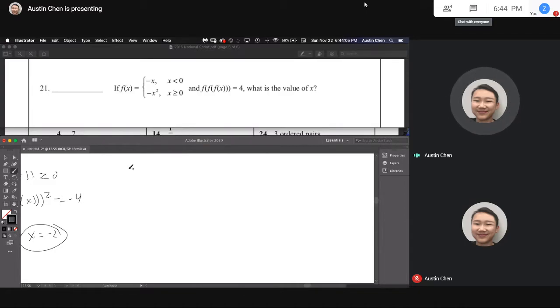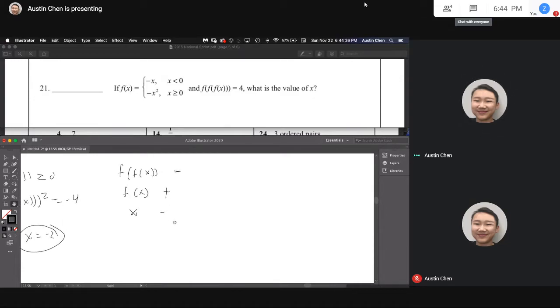Which means that f of x must be negative, because f of that will be positive. And we said every time you f something, it will change the sign of it. So likewise, f of x must be positive. So then x must be negative. All right, so then we know x is negative. That might help you a little bit.